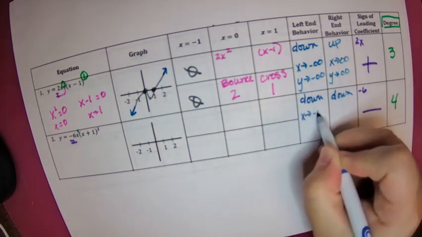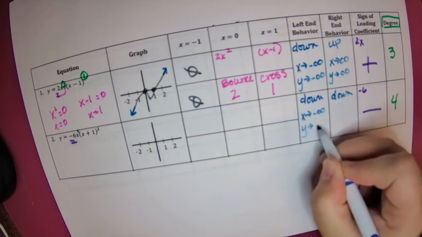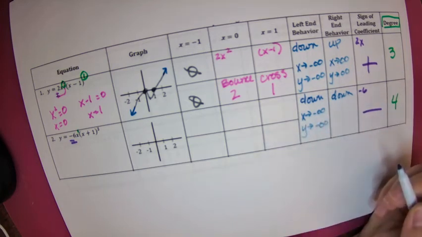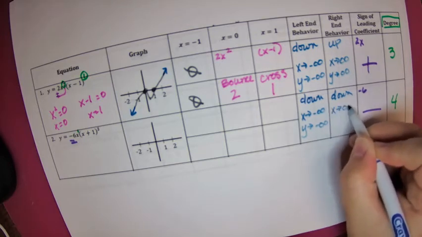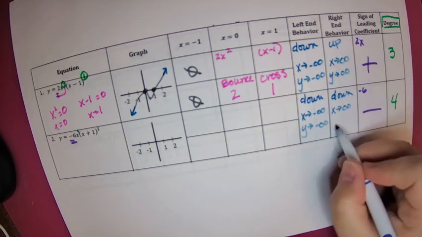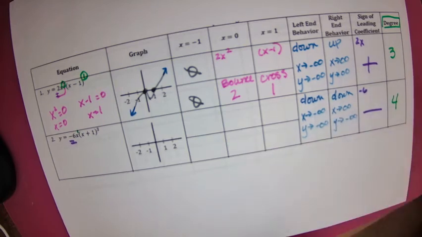As x approaches negative infinity, that means on the left, y approaches negative infinity. That means we're going down. And as x approaches positive infinity, that means the right, y is going to negative infinity. That means we're going down.